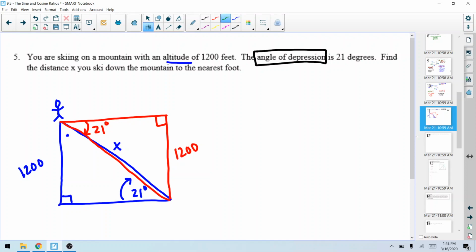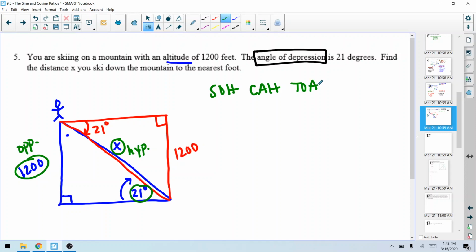Okay, so we're trying to figure out x. That's over here. We have a reference angle, 21, and we also know 1,200 is our altitude. So from my 21, opposite side of the triangle. Then my x, hypotenuse side of the triangle. So, SOH CAH TOA. I have an opposite. I have a hypotenuse. Opposite, hypotenuse, which means you have to use the sine ratio. You can't use cosine, you can't use tangent.